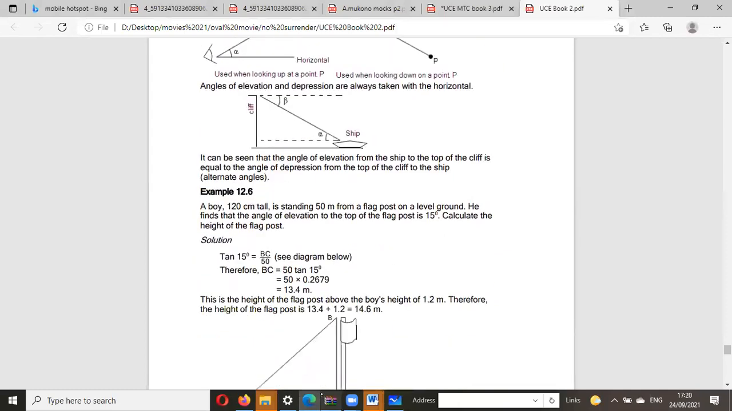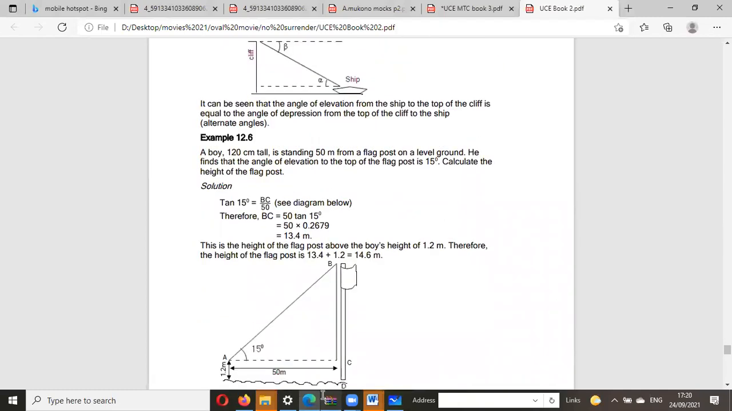They're giving us an example here. So the example is saying a boy is 120 centimeters tall. I don't know how tall that is. Is he very tall or is he 120 centimeters? Is it true or is it a lie? It's a lie for sure.